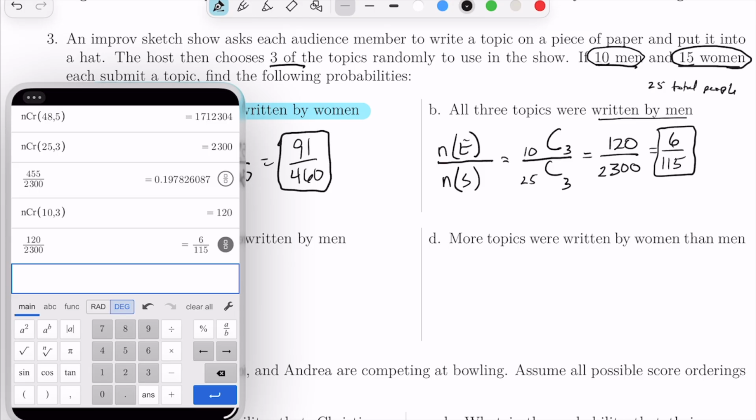So there's a significantly better chance of having all three topics chosen by women than by men. And let's make sure we understand why. That's because there are significantly more women than men. You might say, oh, but there's only 5 more. Yeah, but it's 50% more women, right? There's 10 men and 15 women. That means for every 2 men, there's 3 women. So you are much more likely to have all 3 topics chosen by women.